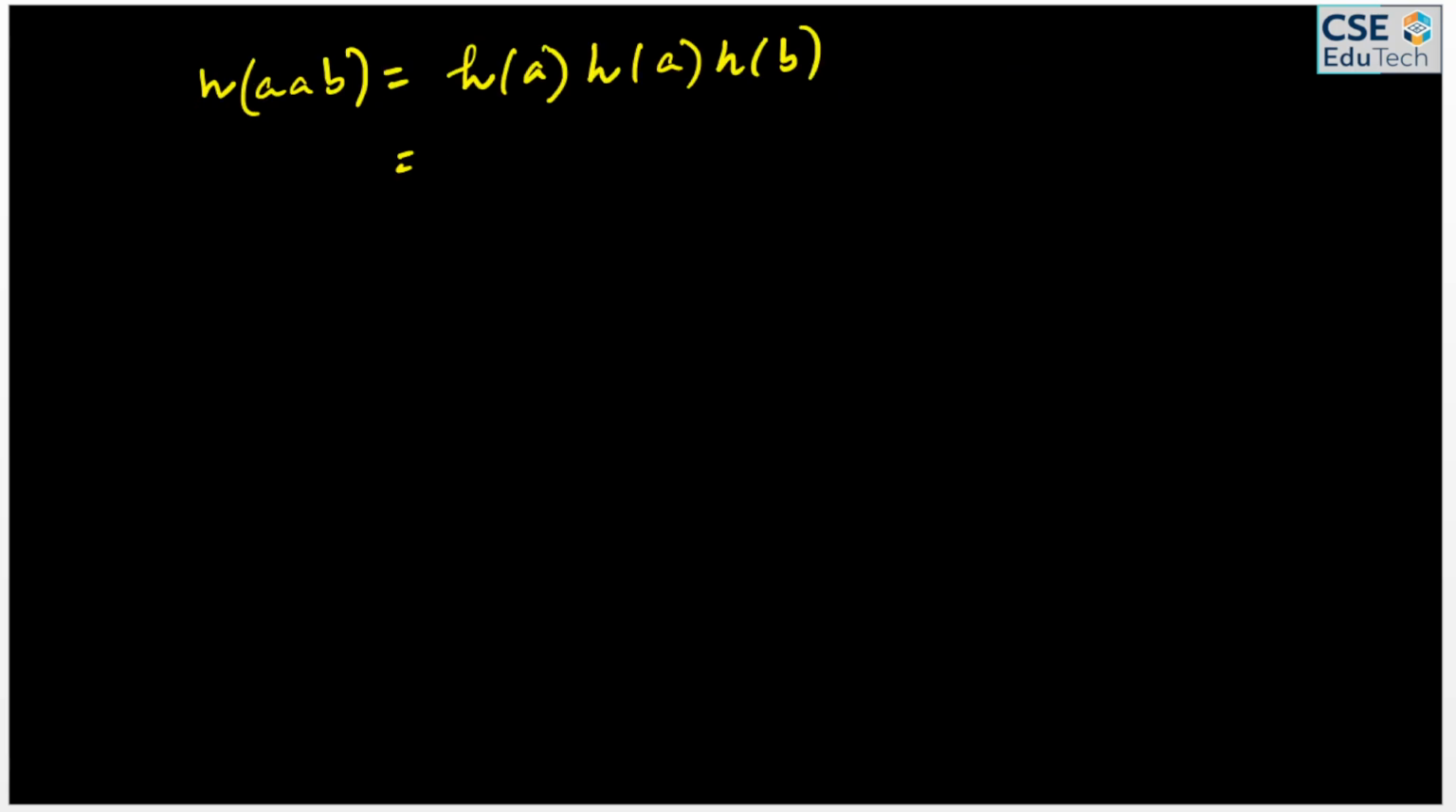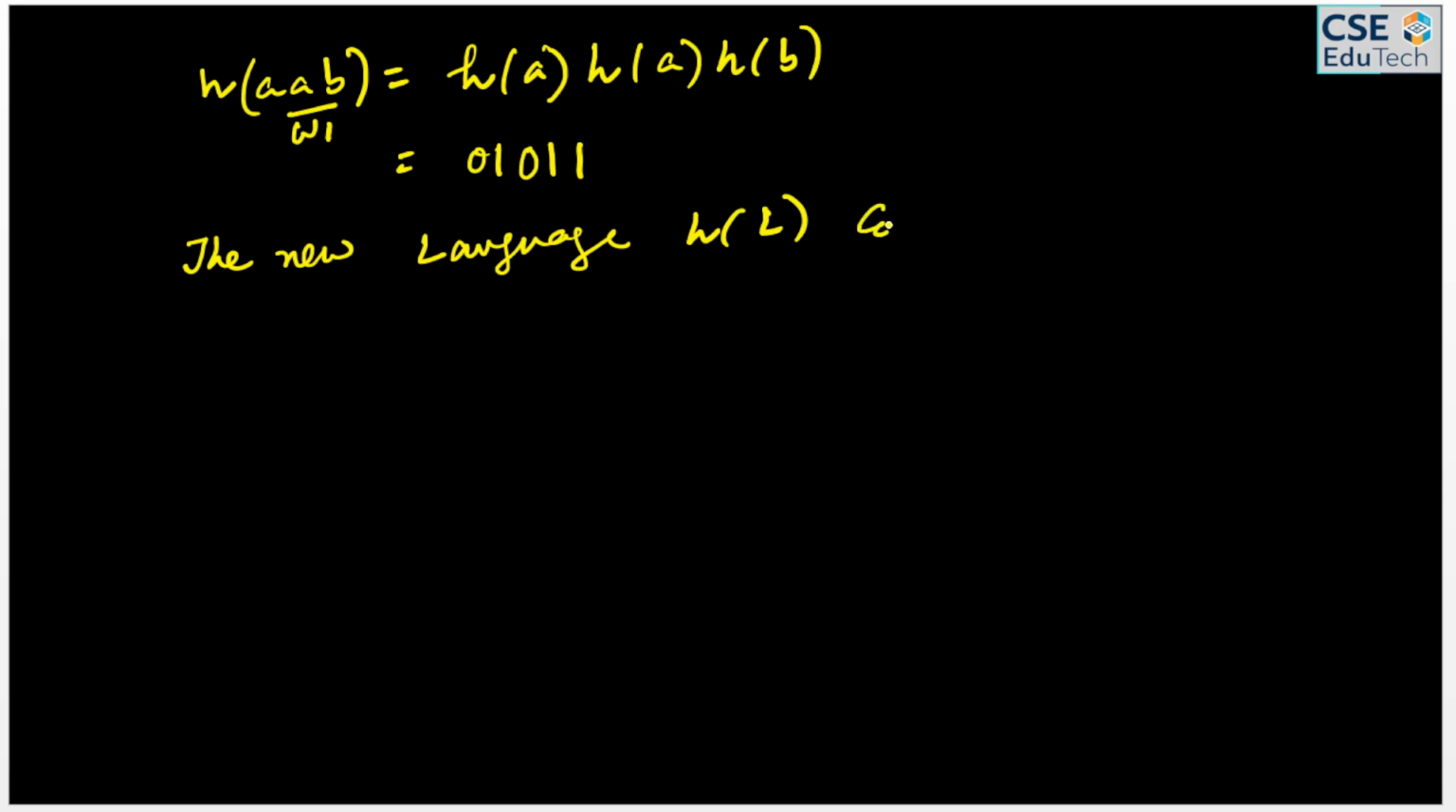So now we can write that H of A is equal to 01 and H of B is equal to 1. So what actually happened? For this string W1, this will be the language 01011, and this language belongs to the image of the string AAB. So the new language, that is H of L, consists of the transformed strings.